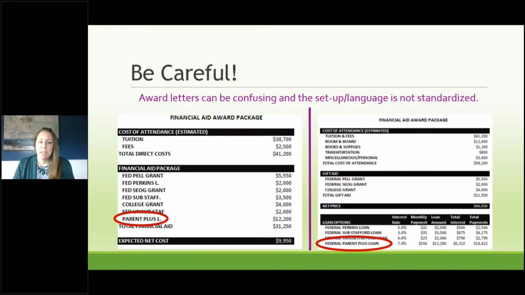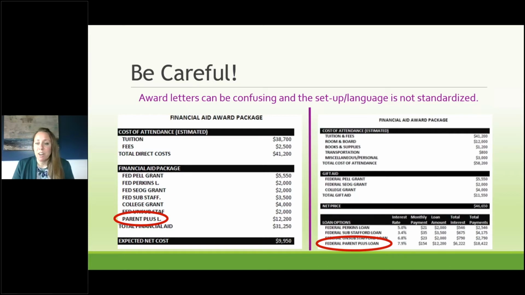So just be careful. And as much as you can, relay this onto students and families as well: award letters are confusing and the language is not standardized across the board. So what may be listed as a parent plus L on one award letter, that you can see on the left there, doesn't look like anything too intimidating, but when you do some research and look, you say, well, wait a minute, that's actually a loan.